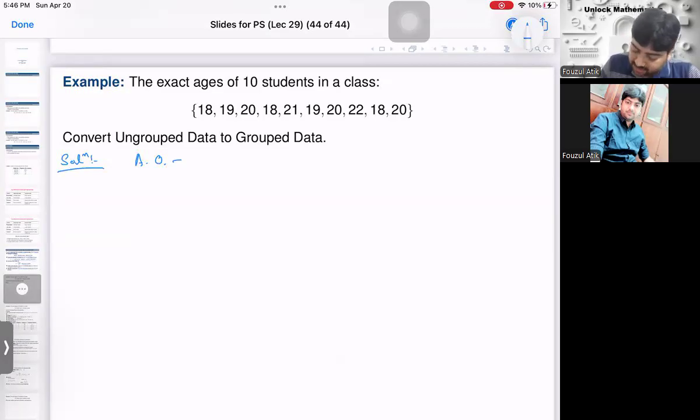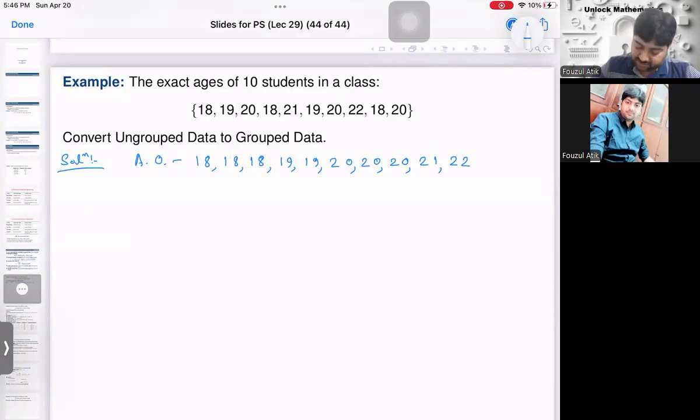If you do it, it will be 18, 18, 18, then 19, 19, 2 times 19 is there, then 20, 20 is appearing 3 times, then 21, and then 22. So how many data points do we have? There are 10 data points.